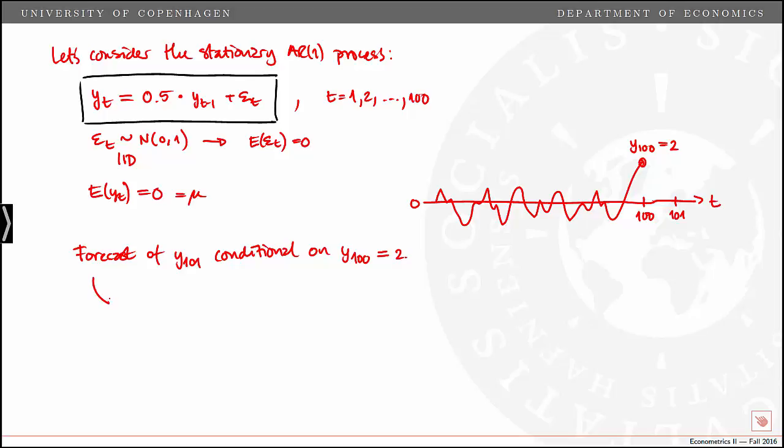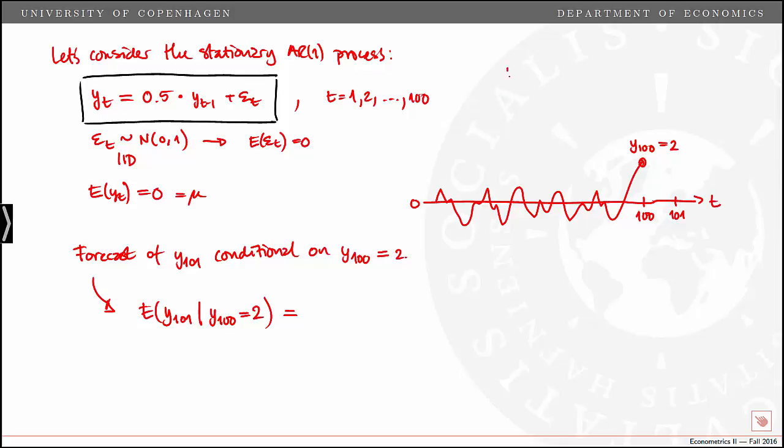Well, to do that, we simply consider the conditional expectation of y_101 given that y_100 was equal to 2. Normally, when we work with the theory part here, we do not say that it's equal to something. So we just condition on y_100, and that implicitly means that we condition on that random variable taking on a specific value. So in order to derive our conditional expectation here, we can simply plug in from the AR(1) process that we have up here.